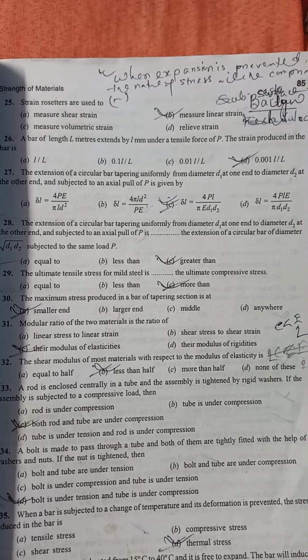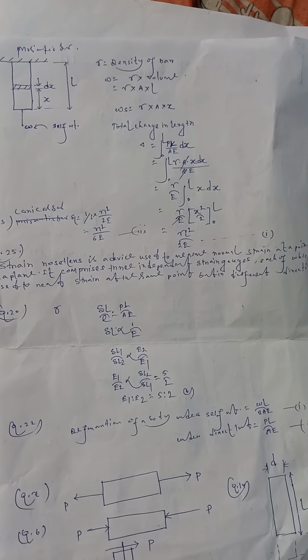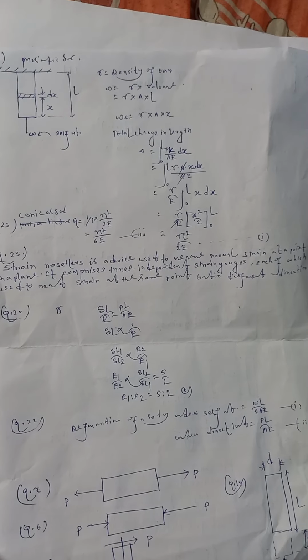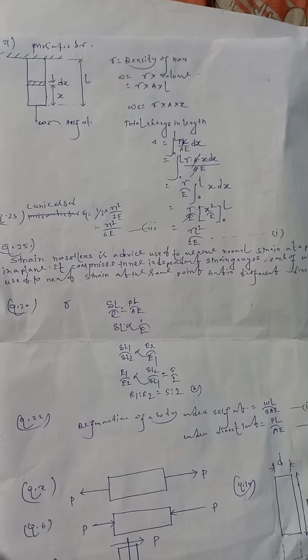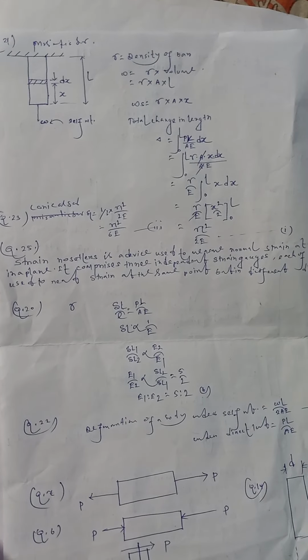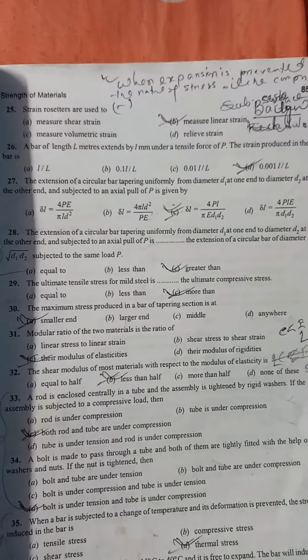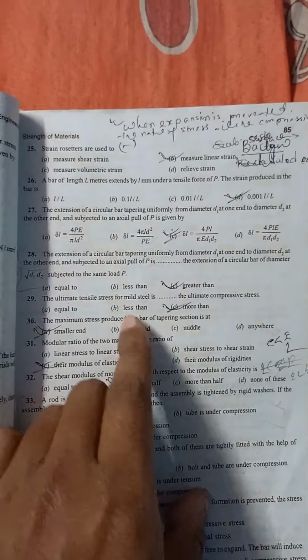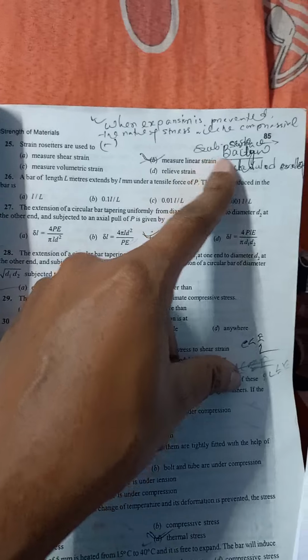Next question is 25. Strain rosettes are used to. So friends, a strain rosette is a device used to measure normal strain at a point in a plane. It comprises 3 independent strain gauges, each of which is used to read strain at the same point but in a different direction. So friends, a strain rosette is a device used to measure the strain in different directions. So option number B is the correct answer, used to measure linear strain.